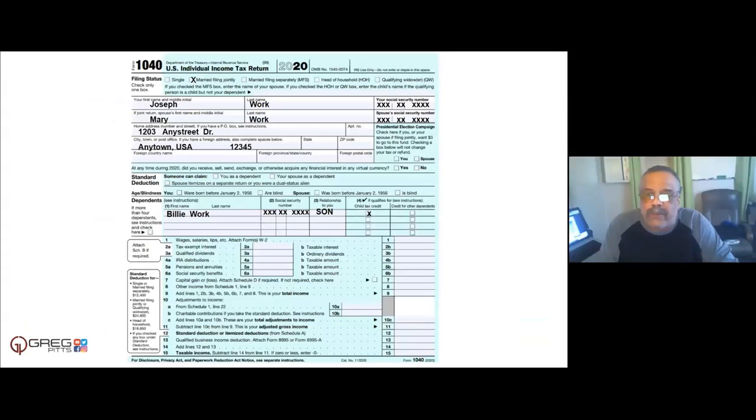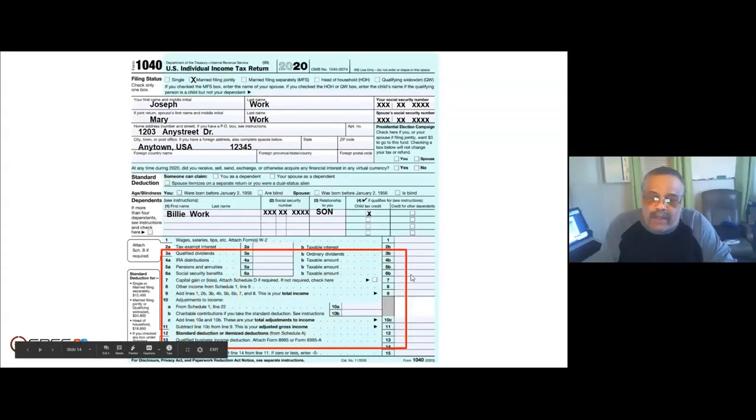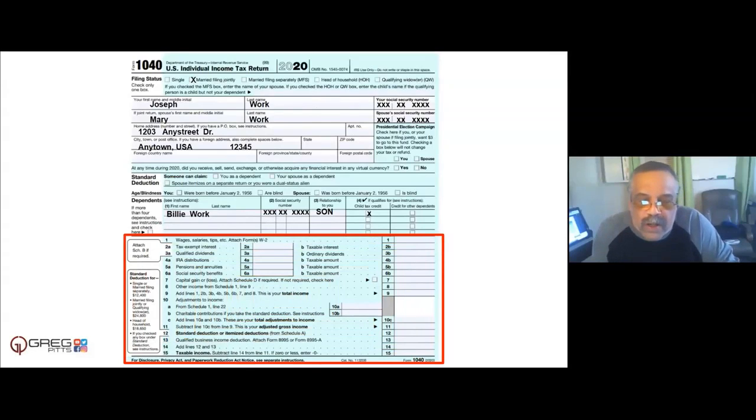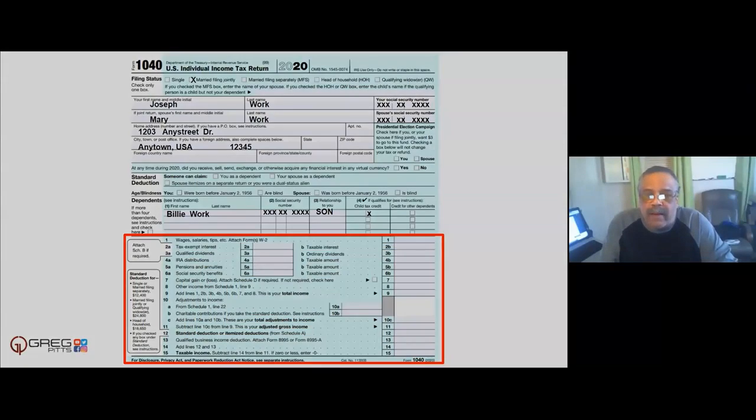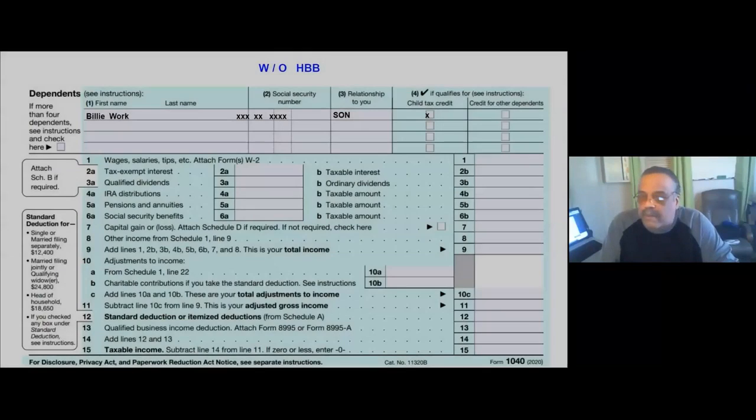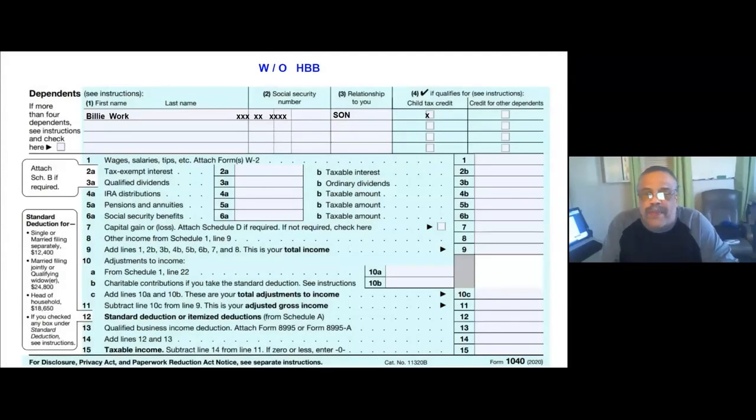First scenario, you fill out the top of the form just like normal, where you put your Social Security number in and your dependents. But we're going to really mainly be concerned about this lower portion, which is where you report your income on your 1040. So the person without a business, we're going to talk about someone without a home-based business first. This is how they'll fill out their tax form.